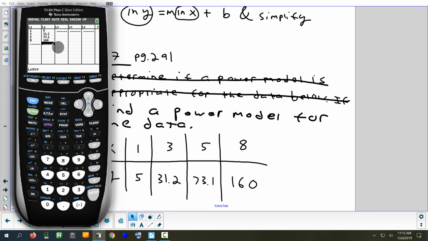Now, notice here there's L3, L4, L5, L6. It keeps going. I'm using L1 and L2 because it's easier. If you used L3 and L4 or L1 and L5 or any two, it's okay. But it's easier if you do it the way I just did it.